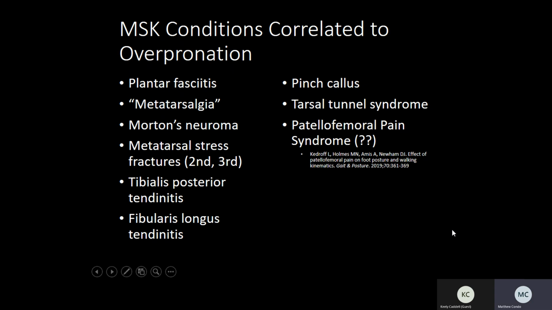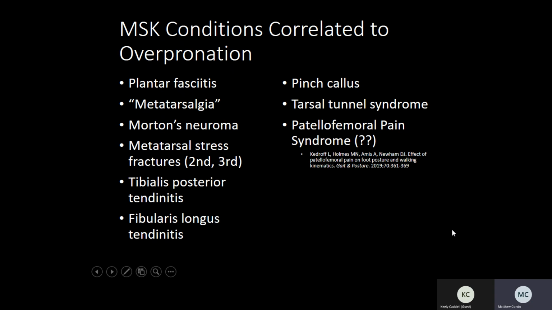Now, MSK conditions that we can specifically say, yeah, your overpronation is probably causing this. Plantar fasciitis is one of those. Like I've mentioned in the past, plantar fasciitis is one of the more overdiagnosed medical diagnoses out there. Morton's neuroma is a big one. I've had some patients with Morton's neuroma and they actually will go get it fixed. They'll take out the cyst on the nerve. Stress fractures are a big one. We're going to see this especially in our populations that are walking, running, jumping, doing a bunch of activity.